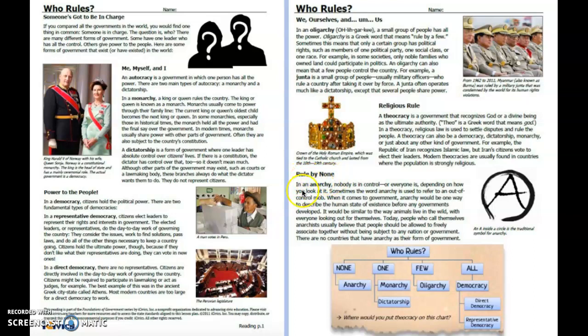Rule by none. In an anarchy, nobody is in control, or everyone is, depending on how you look at it. Sometimes the word anarchy is used to refer to an out of control mob. When it comes to government, anarchy would be the one way to describe the human state of existence before any governments developed. It would be similar to the way animals lived in the wild, with everyone looking out for themselves. Today, people who call themselves anarchists usually believe that people should be allowed to freely associate together without being subject to any nation or government. There are no countries that have anarchy as their form of government.